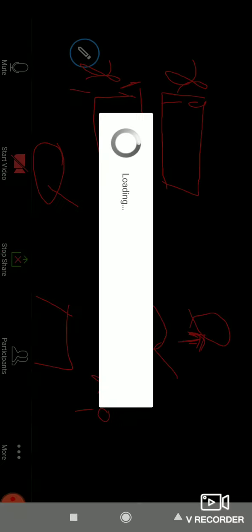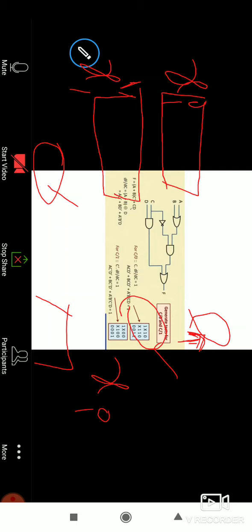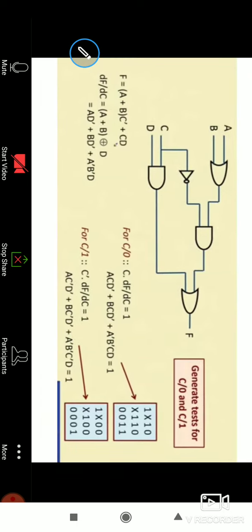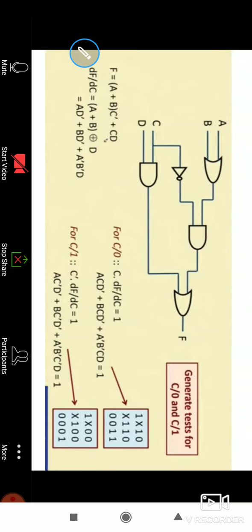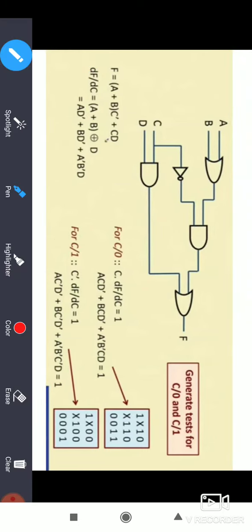Now we will see one example. We have 5 logic gates, 4 inputs A, B, C, D and output function F. We say generate test for C, means here line C is stuck at 0 and 1.